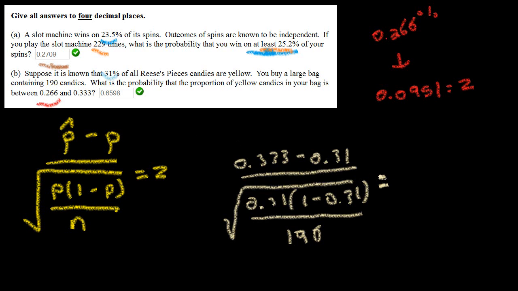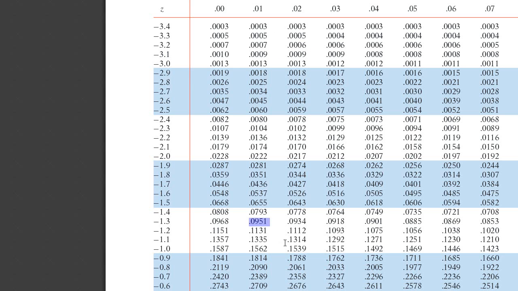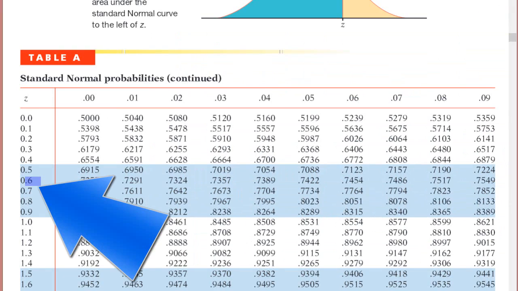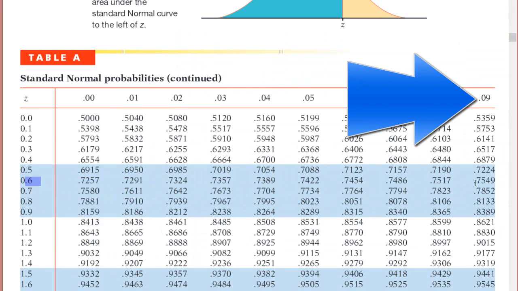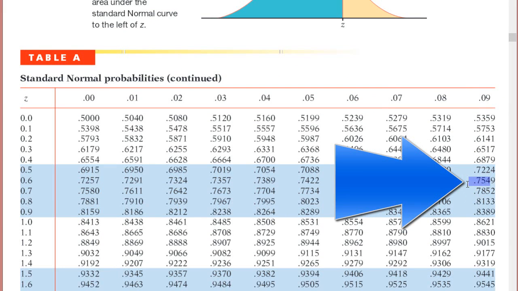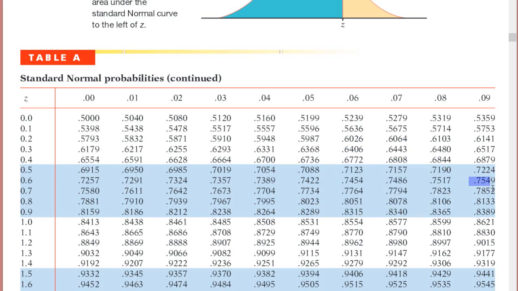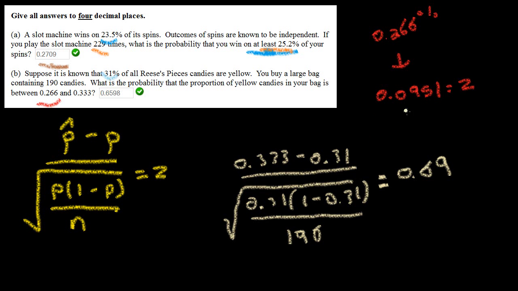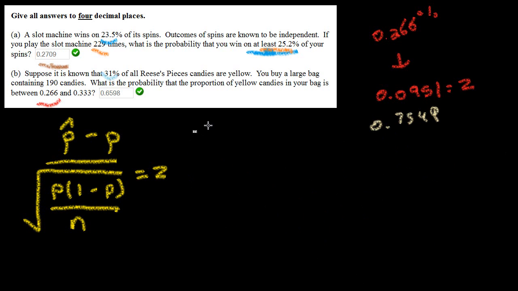Now we need to calculate this. This gives us a z-score of 0.69. Going back to our standard normal probability table, we're looking for now 0.69. So here we have 0.6 going all the way to the right where the 9 is. We have this proportion right here associated with our z-value, 0.7549. So going back here, we have 0.7549. Let me clear up some space here as well. Let's give ourselves some room to work.